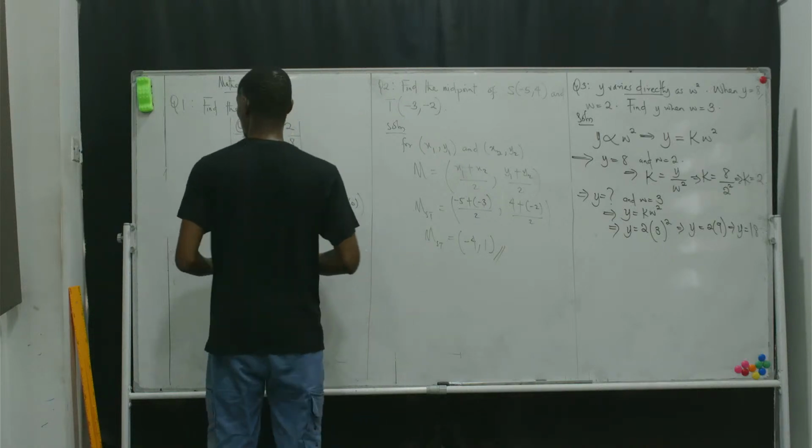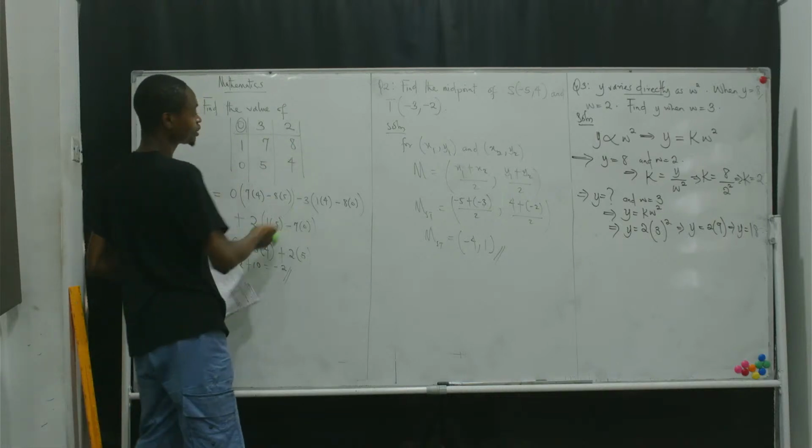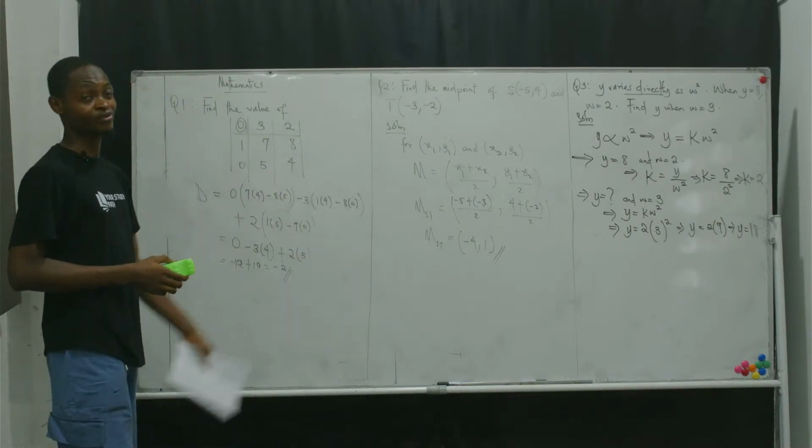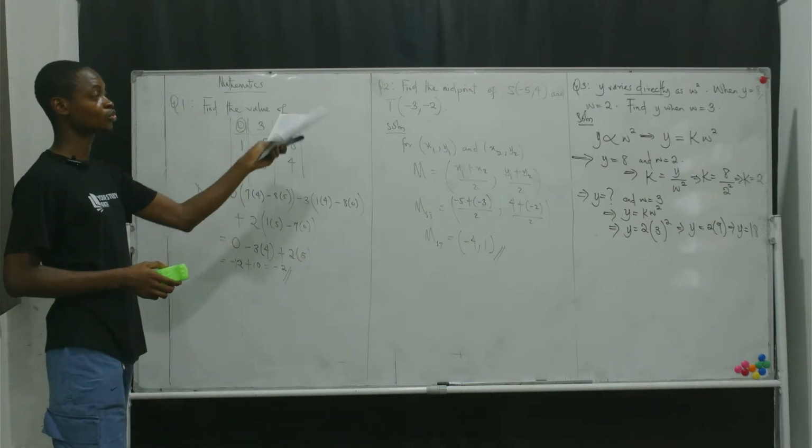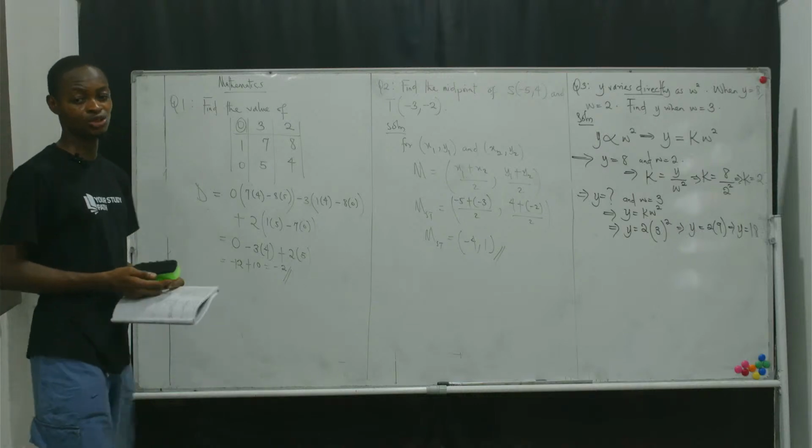So let us move on to another branch. We have looked at matrices and determinants. We've looked at line geometry. We have also looked at variation.